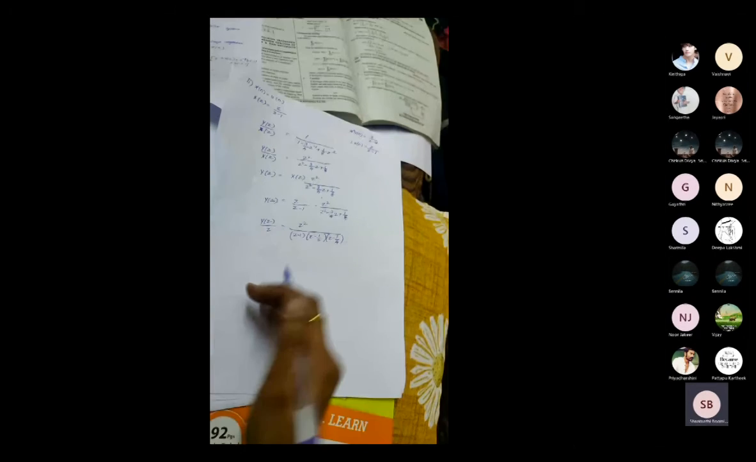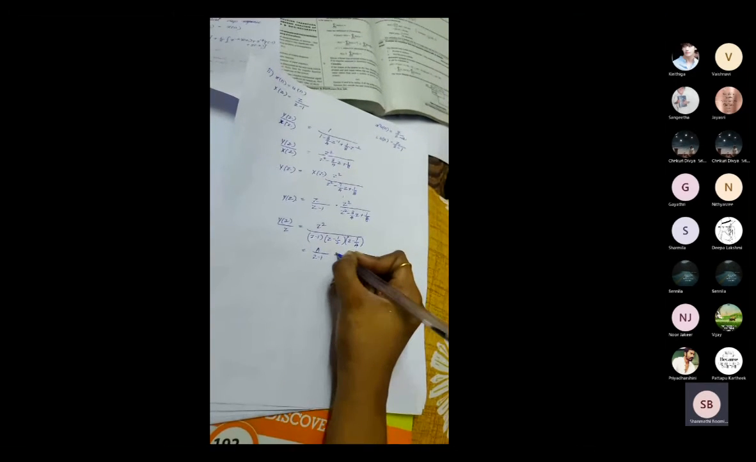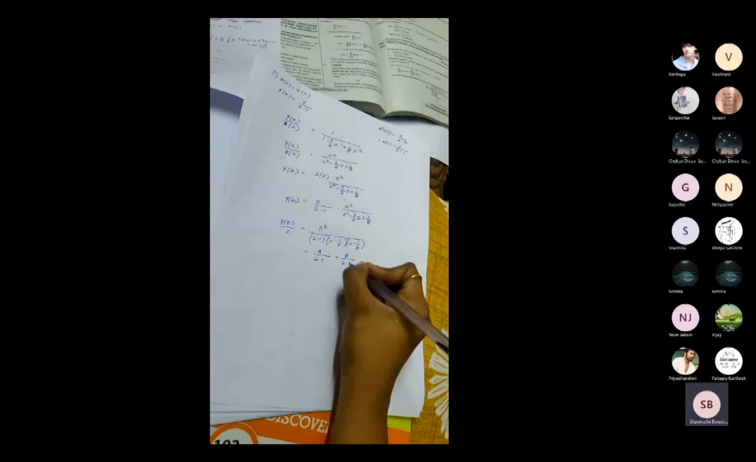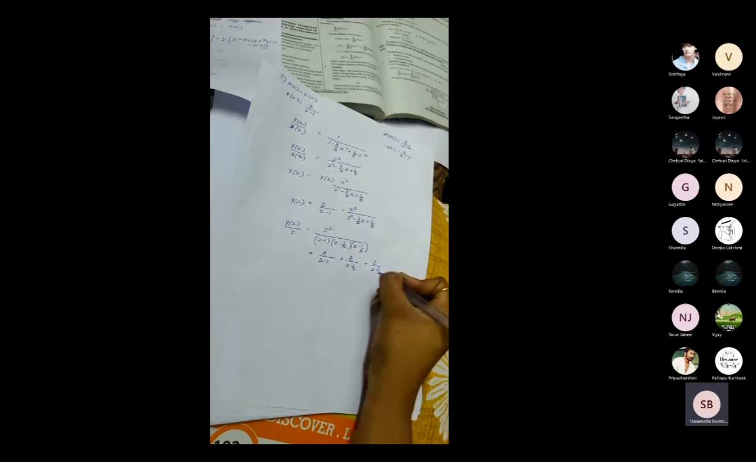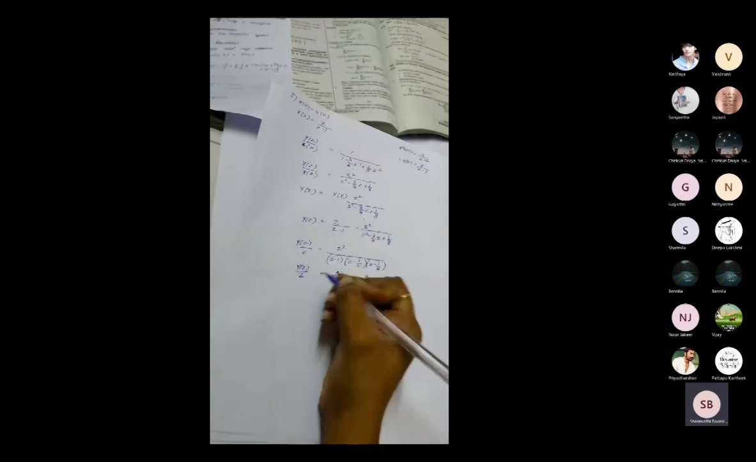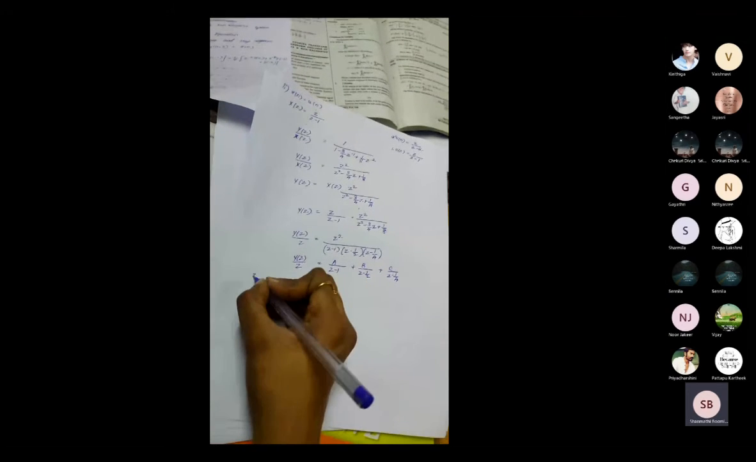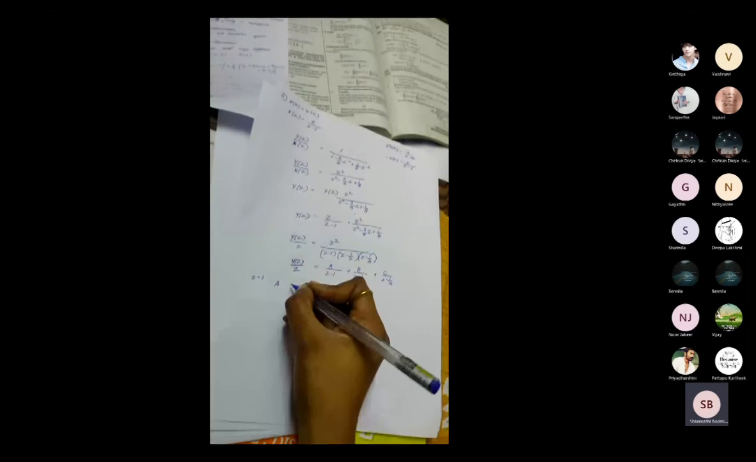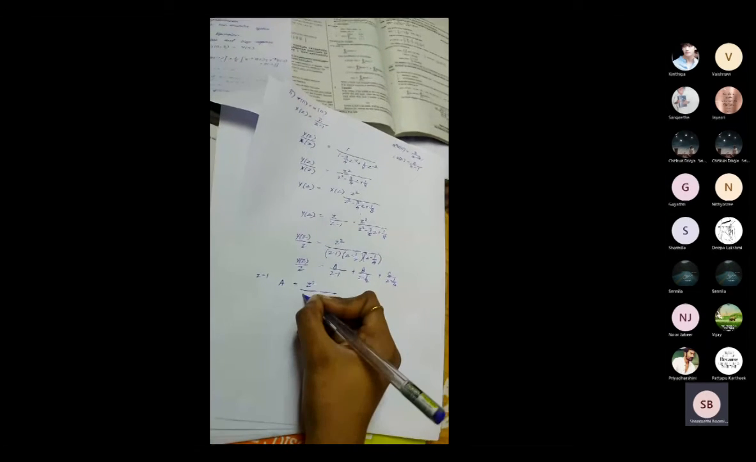Okay, here you have 3 terms: A divided by z minus 1, plus B divided by z minus 1 by 2, plus C divided by z minus 1 by 4. So the same thing you have to do, whatever you did before. First I want to find out the A value. To find out A, I am going to consider z equal to 1.